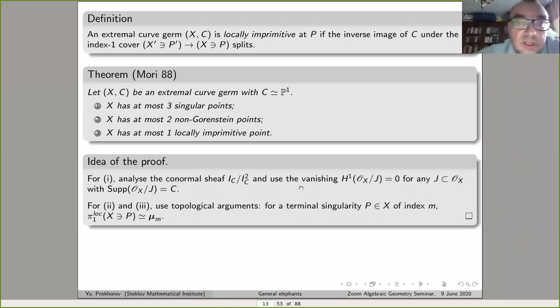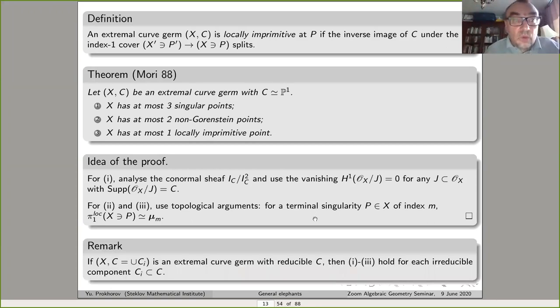From the classification of terminal singularities, we know that in a punctured neighborhood of a terminal singularity, the local fundamental group is cyclic of order equal to the index of the singularity. Oh yes, and moreover, once we have an extremal curve germ with reducible central curve, these properties hold for each reducible component, because for each component this is again an extremal curve germ.